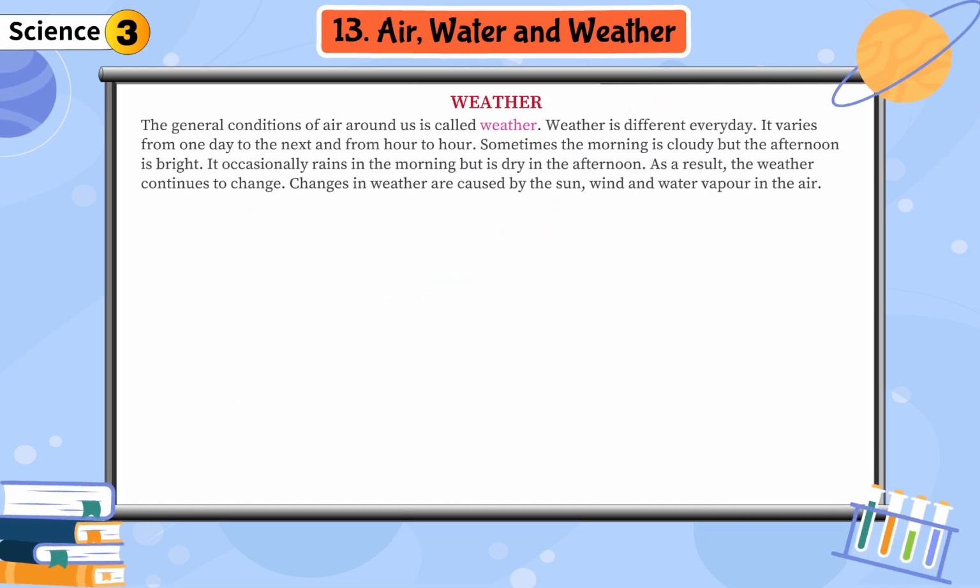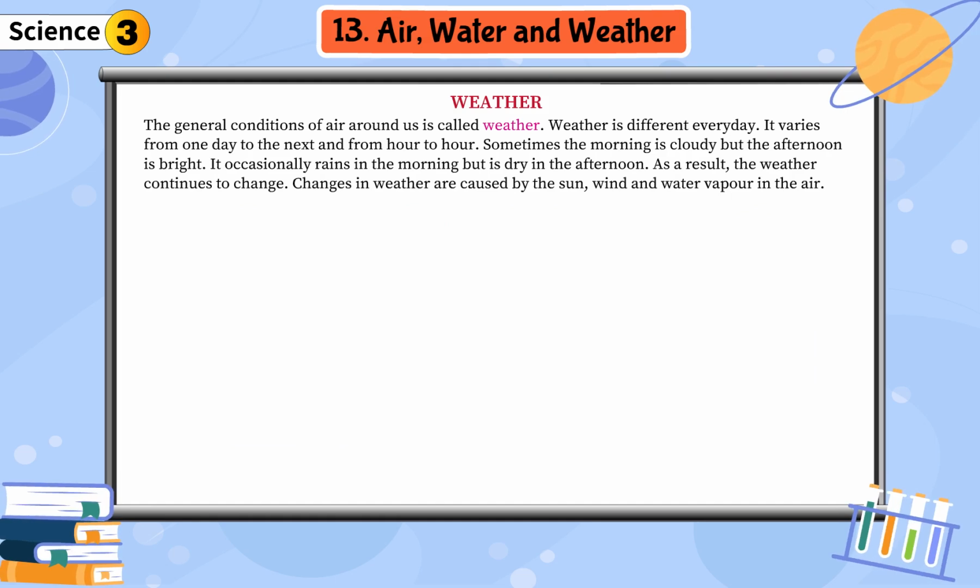Weather. The general conditions of air around us is called weather. Weather is different every day. It varies from one day to the next and from hour to hour. Sometimes the morning is cloudy but the afternoon is bright. It occasionally rains in the morning but is dry in the afternoon. As a result, the weather continues to change. Changes in weather are caused by the sun, wind and water vapor in the air.